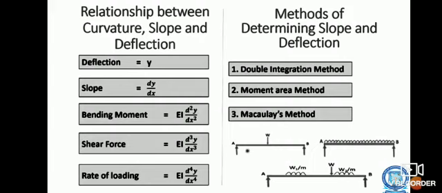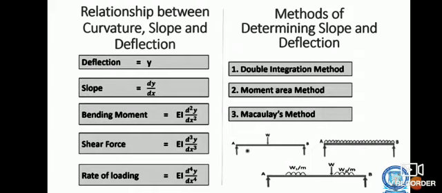Integrating the bending moment one time, you get the slope dy by dx. Integrating the slope again, you get the deflection y. For determining slope and deflection, three methods are used. First, the double integration method. Second, the moment area method. Third, Macaulay's method.